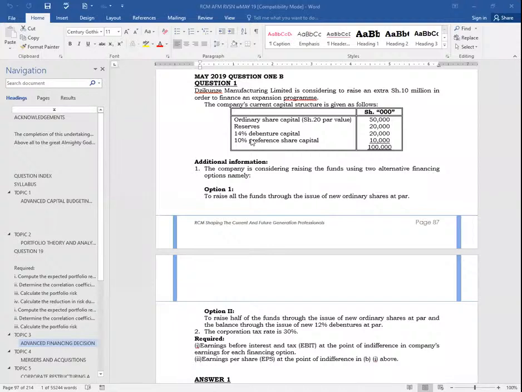And then we have 10% preference share capital. So 10% of the preference share capital, which happens to be 10,000, that will give me 1,000 more. With that, ladies and gentlemen, now I should be able to fight whichever war. So now they're telling me option 1 is to raise all the funds needed using ordinary shares at par. At par. So remember up there, they told us that they wanted us to raise shillings 10 million extra. So listen here.